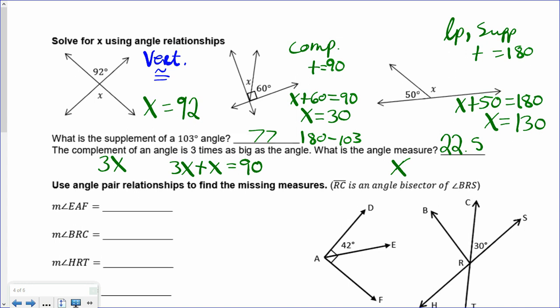And if you want to check your work, to double check to make sure you did it right, how could you do that? Plug it in. If you know that the angle is 22.5, the complement of that would be 90 minus 22.5, and if you divide that by 3, you better get 22.5 back. So there are ways you can go forwards and backwards to check your work. Does that make sense?